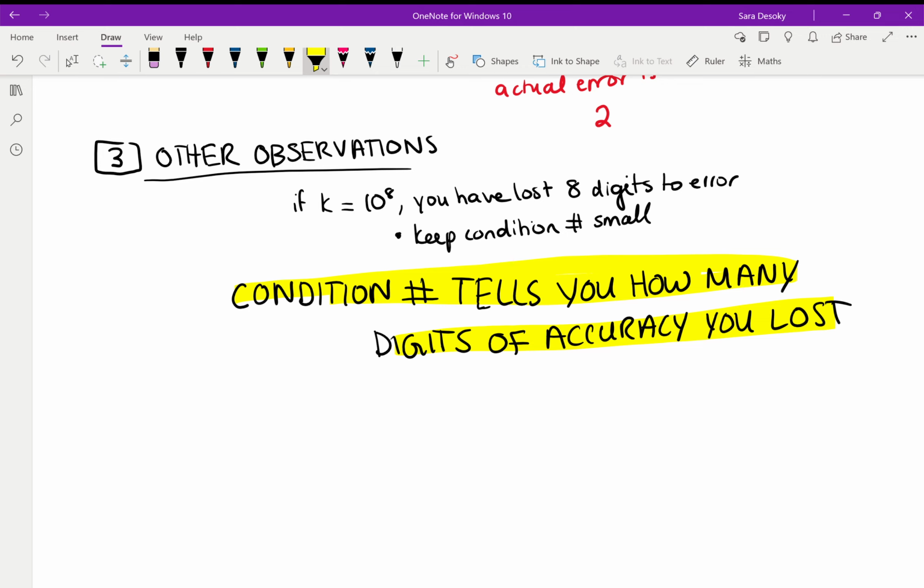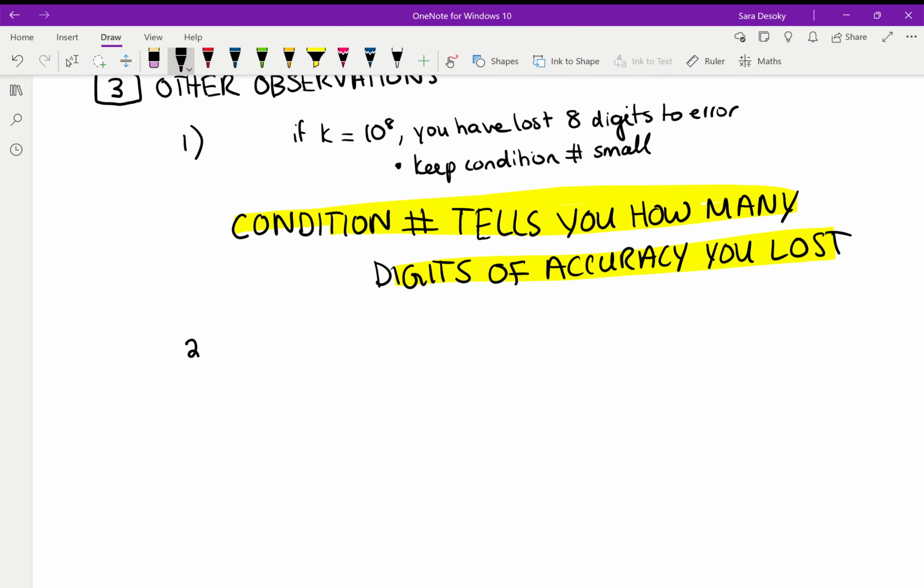Another observation is that we can now answer the question of why pivoting is so important for Gaussian elimination when you're using a computer. We said that, but we didn't really explain why. Let's go back to the beginning of the Gaussian elimination.